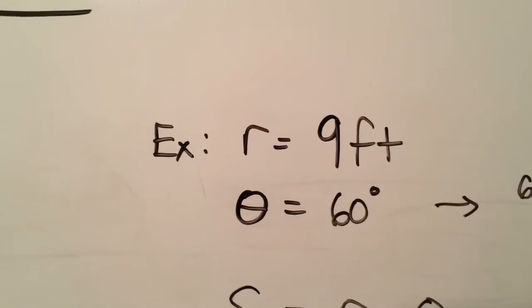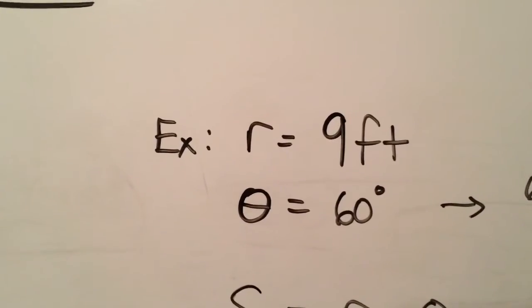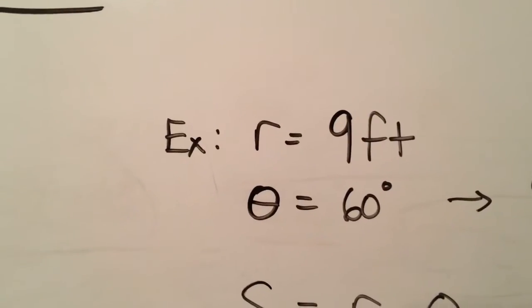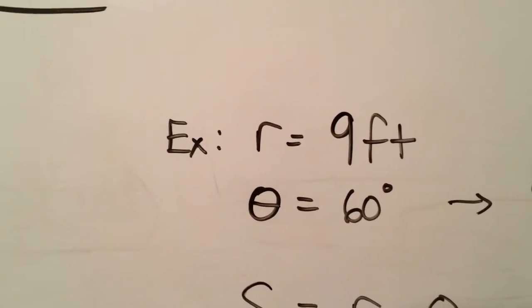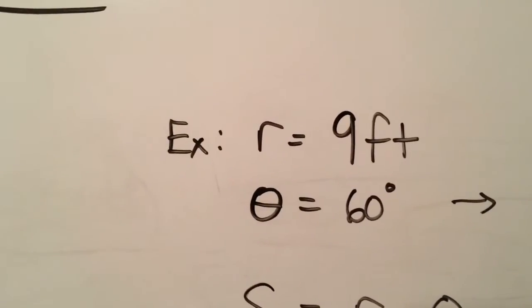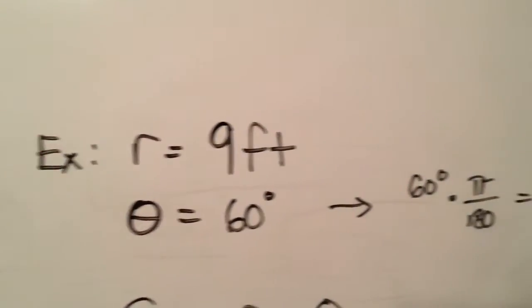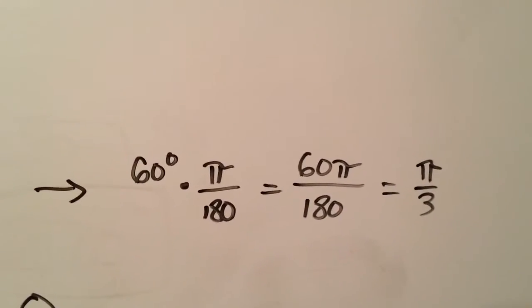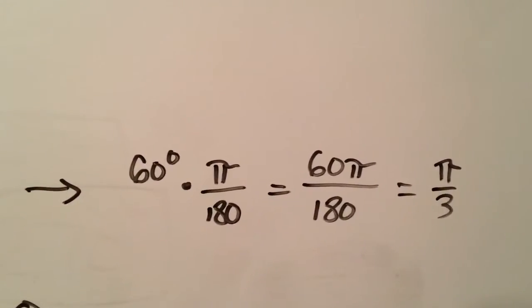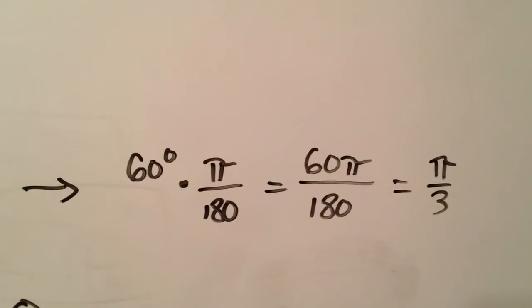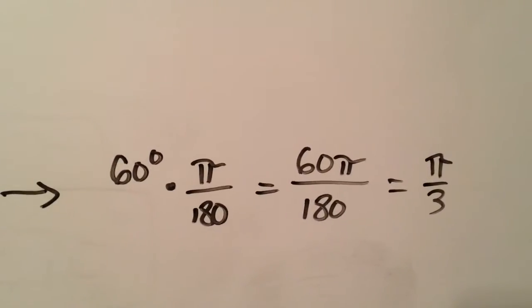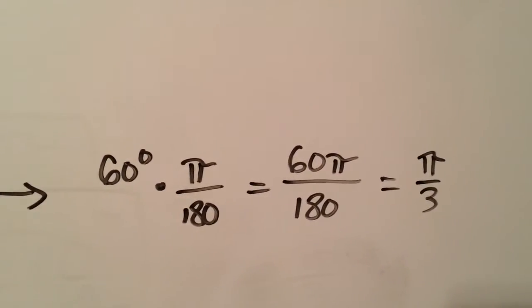Let's say, for example, we have a radius of 9 feet and an angle of 60 degrees. Notice the angle is in degrees. It must be converted to radians. 60 degrees converted into radians by multiplying by pi over 180 gives you 60 pi over 180, which reduces to pi over 3. So my 60 degree angle is pi over 3 radians.